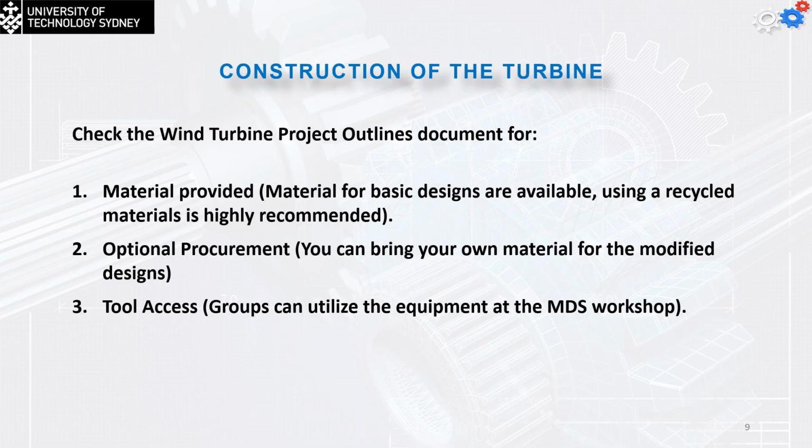You can check the wind turbine project outline document for the materials to be provided. Mainly, we're going to provide material for the basic design, and we encourage using materials that have been recycled from other subjects or from last year's wind turbines. Optional procurement is also available, where you can bring your own material for modified designs. For tool access, the crew can utilize the equipment at the MDS workshop where we can do the manufacturing, and we can do the assembly and the storing of the items at the lab at level B1.